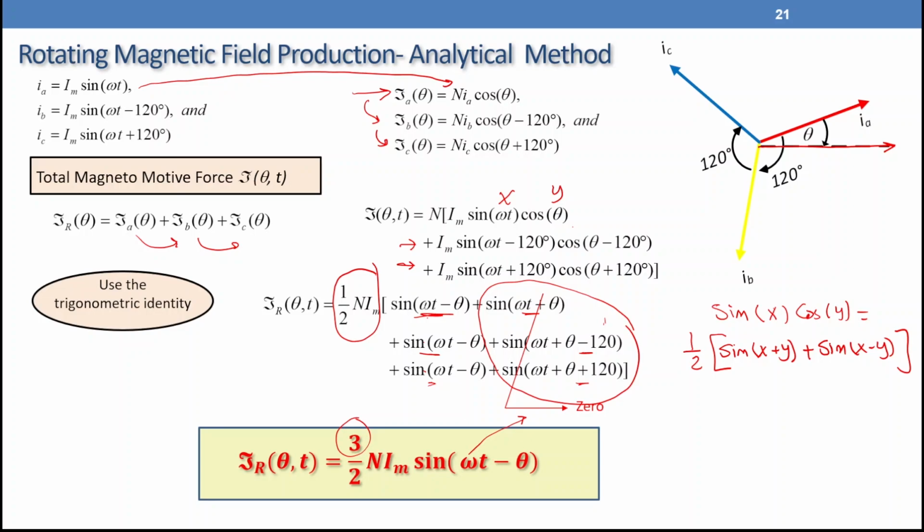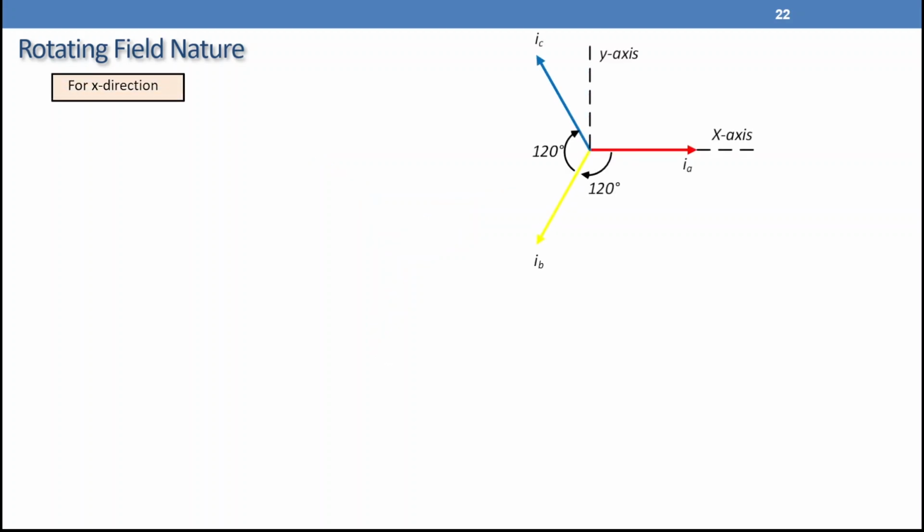We can make it omega t plus theta, but that one depends how you are going to select the 3-phase currents. Still, we need to confirm the rotating field nature using the analytical solution. So if we have this phasor diagram, that's IA, IB, IC. To simplify that problem, we are going to make theta equal 0 and make a projection in both x and y direction. So let's start by x direction. So for x direction, we have IA, IB, IC, as we can see here in this phasor diagram. So using equation that's Fx of theta and t equals N I maximum sine omega t cosine 0, and then sine omega t minus 120 cosine minus 120, sine omega t plus 120 cosine minus 240.